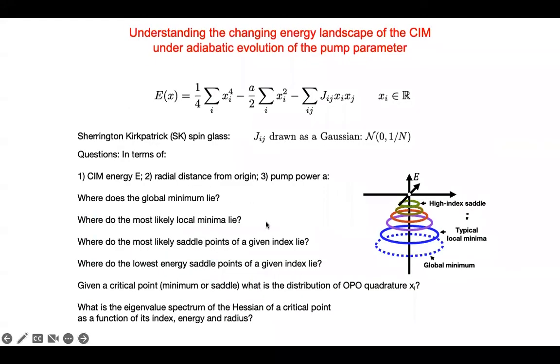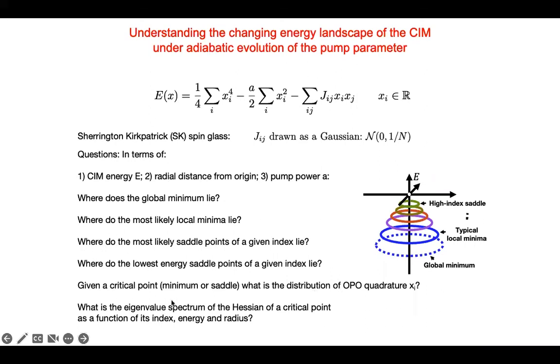More specifically, we'd like to understand the shape of the energy landscape and how it changes. In terms of the CIM energy E, this energy function, the radial distance from the origin, the sum over i of xi squared, and the pump power A, where do the global minima of this energy function lie? Where do the most likely local minima lie? Where do the most likely saddle points of a given index lie? Where do the lowest energy saddle points of a given index lie?